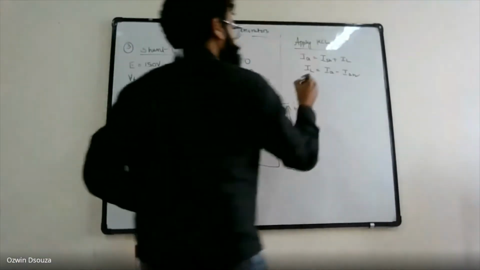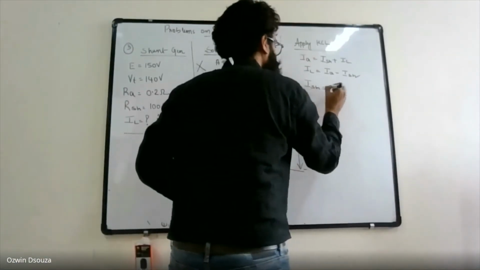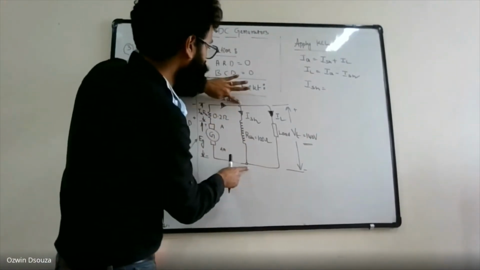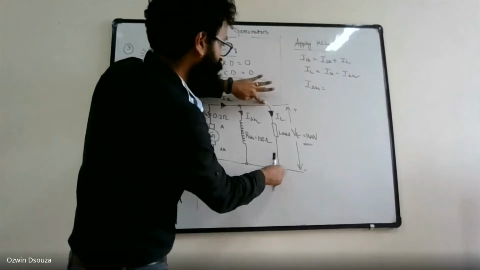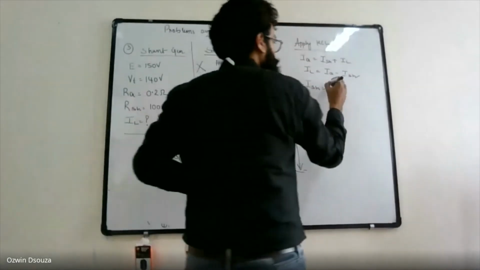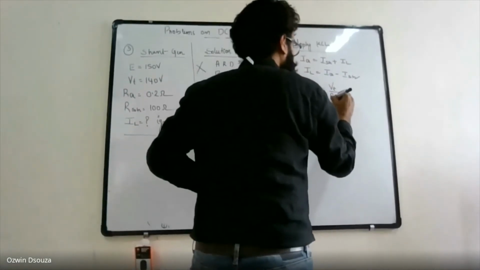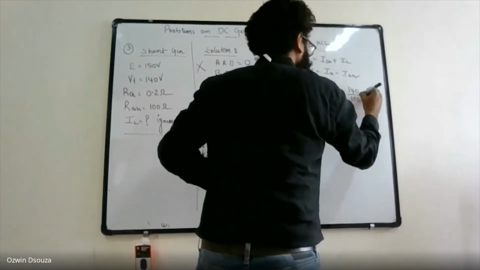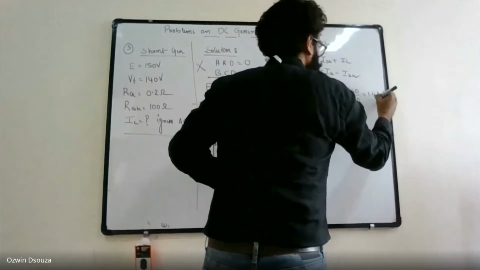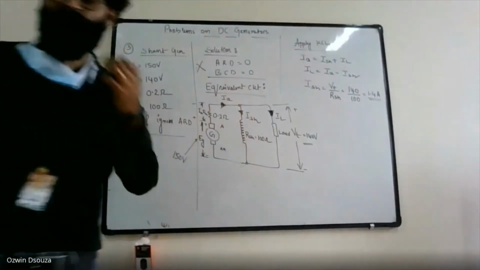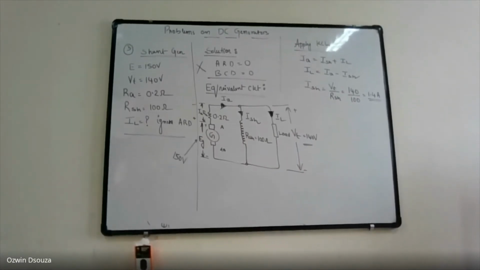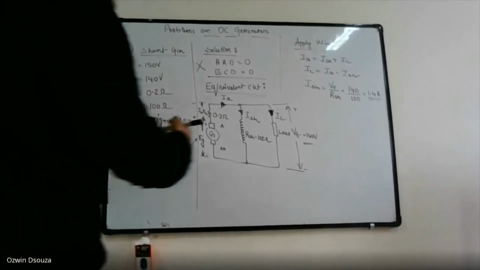And ISH can be directly found. ISH is nothing but the voltage across the field winding. What is the voltage coming across the field winding? It is nothing but the terminal voltage. So terminal voltage by resistance: 140 divided by 100, or 1.4 amps. So that's your ISH. And if you can calculate IA, you will be able to find out the load current. So how will you calculate IA?